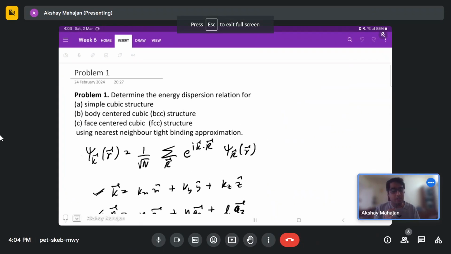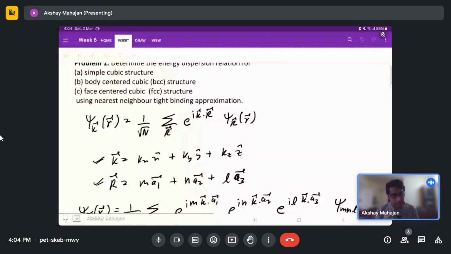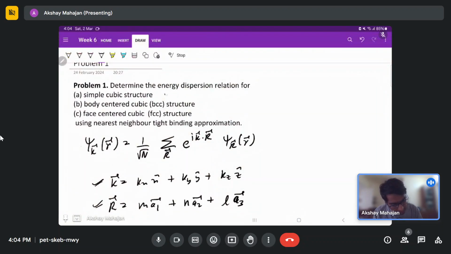All right. So in this session, first we will start with one of the problems from week 5 that we were doing in the tight binding model. So this was the problem. We have to determine the energy dispersion relation for simple cubic structure, body centered cubic structure, BCC structure, and FCC structure using the nearest neighbor tight binding approximation. We had completed part A, and in this session we will complete the remaining B and C parts.